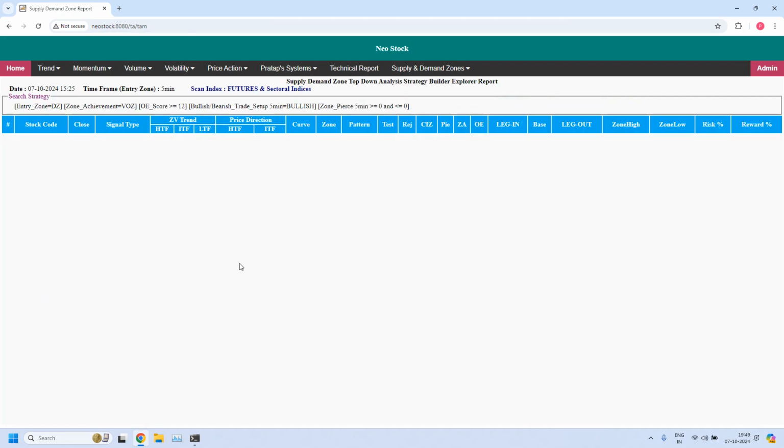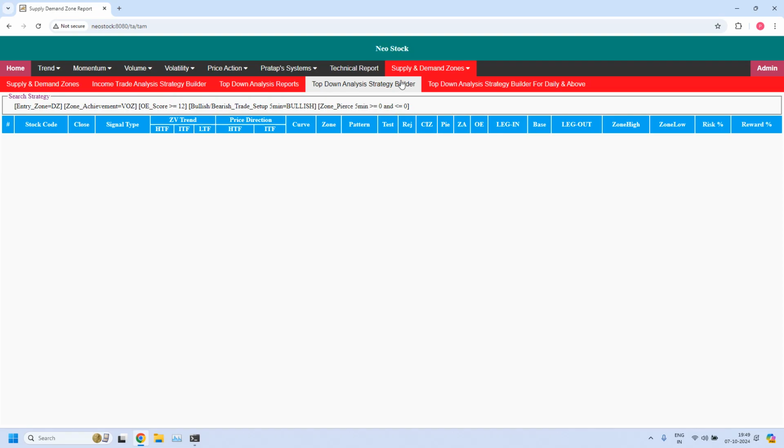So no stocks. Currently there are no bullish trade setup, hourly income trades available. So let me check once again. Entry time frame 5 minutes. Entry zone is demand zone. Zone achievement VOZ, odd and hands score 12. Bullish or bearish trade setup 5 minutes is bullish. Pierced count 5 minutes, min 0 max 0. So all the filters are perfect. That means no zones are available.